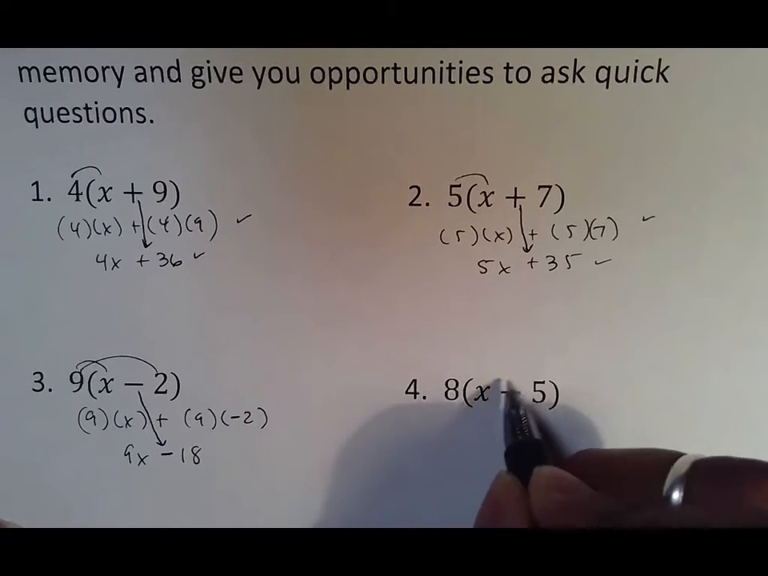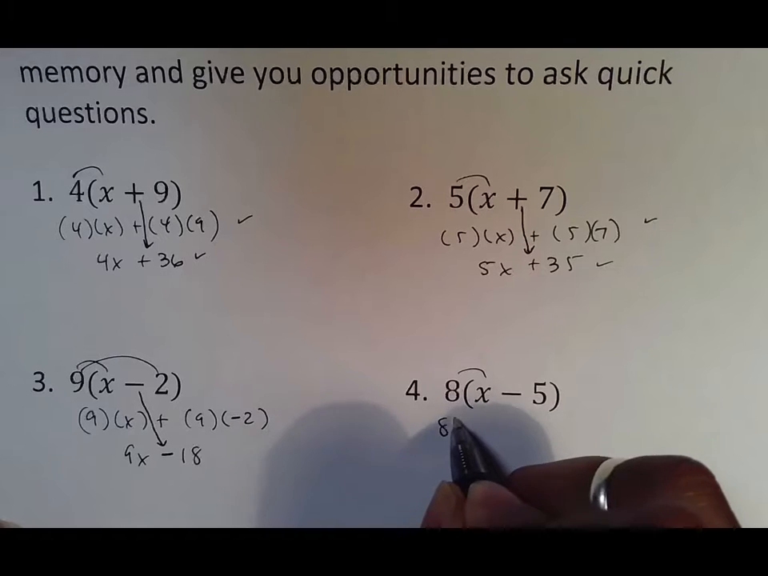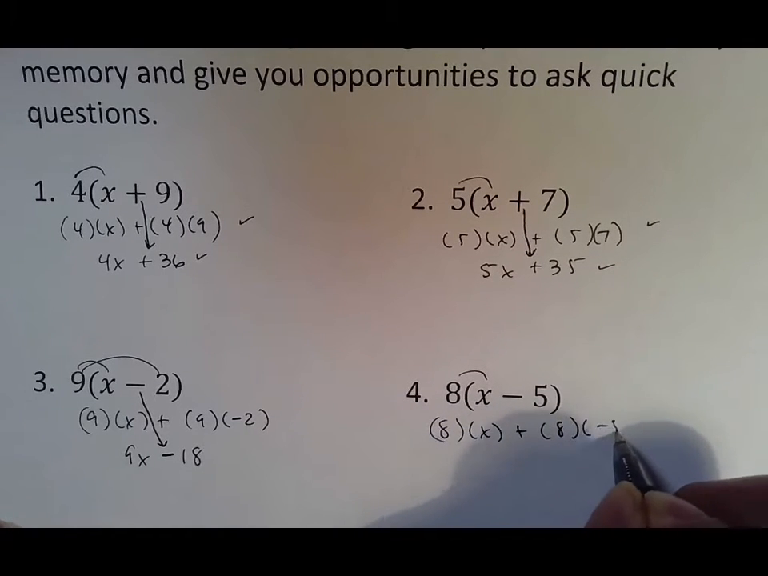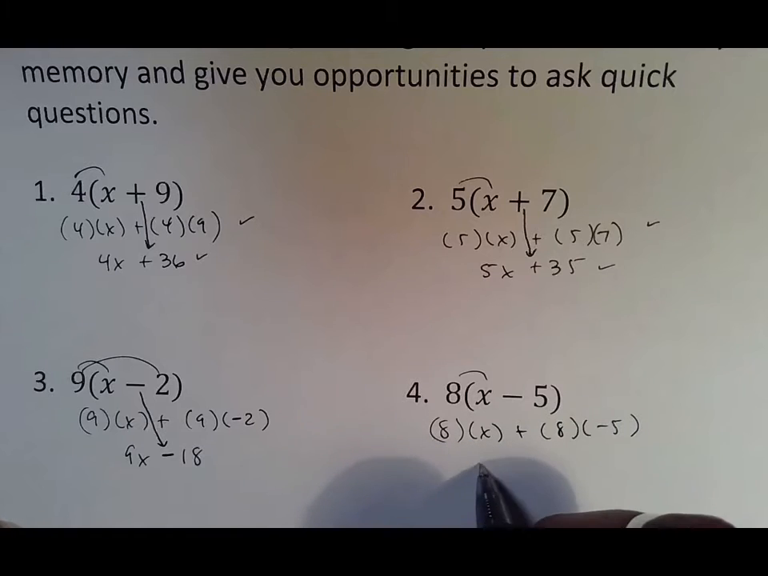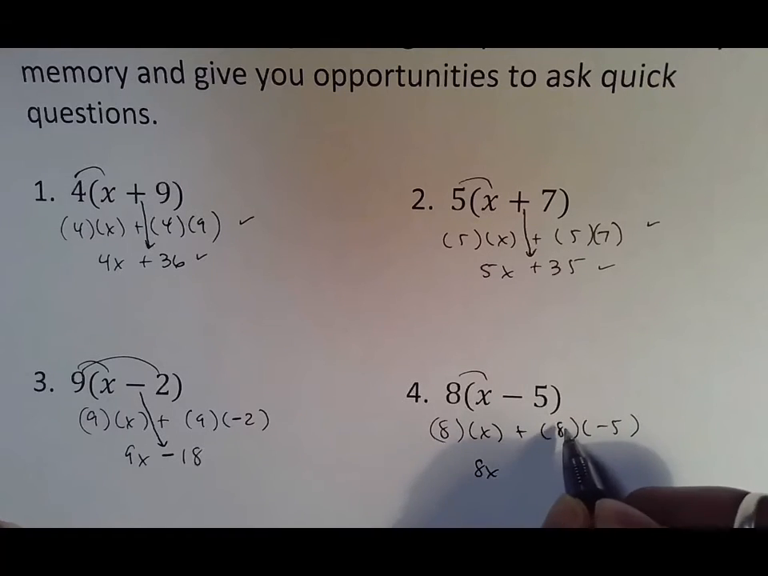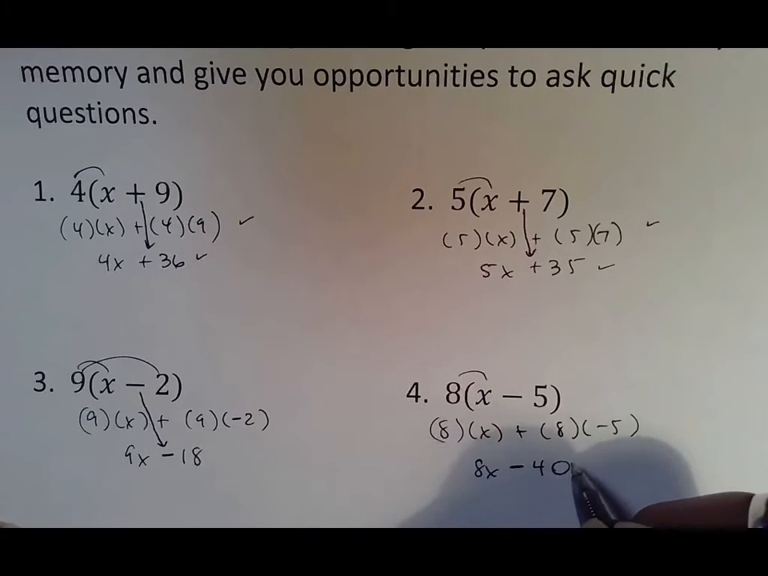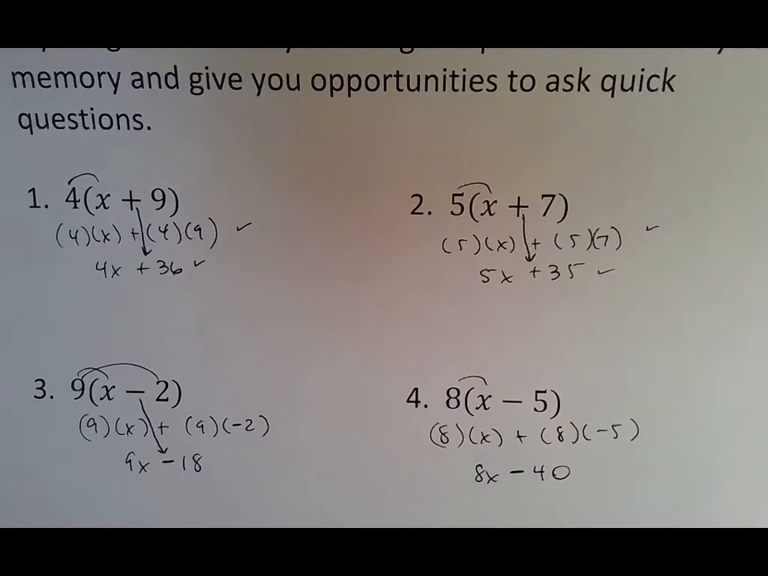Outside of that, x and -5 meeting 8. So 8 meets x and 8 meets -5. This turns into 8x. 8 times -5, remember, because the signs are different, is negative, and then 40, because that's what you get when you multiply them.